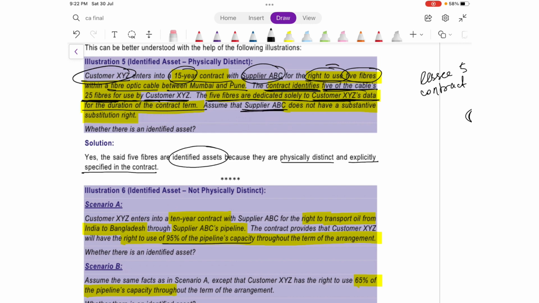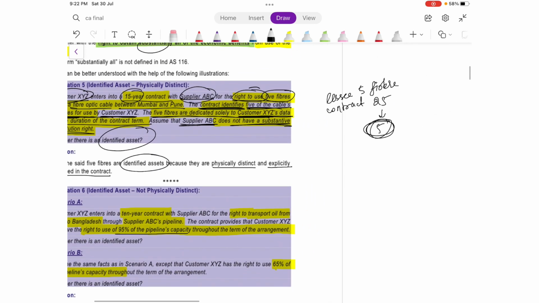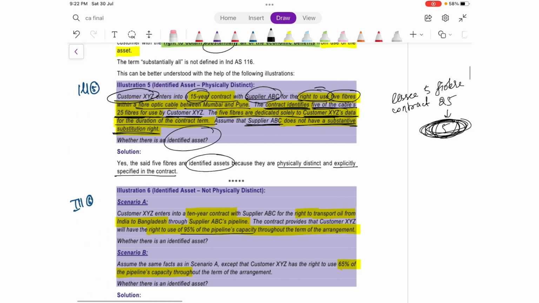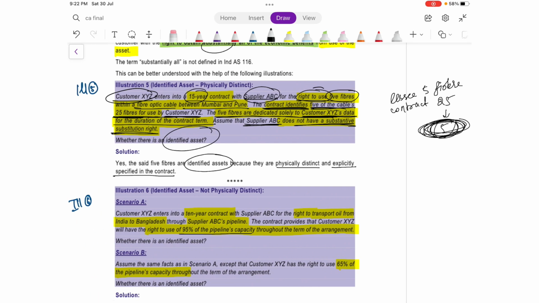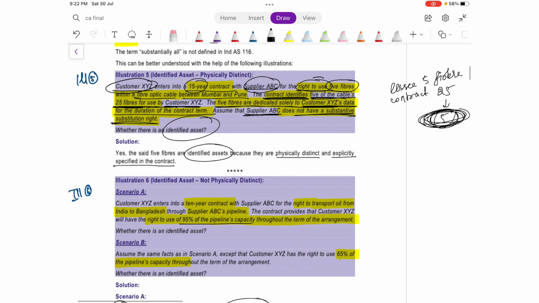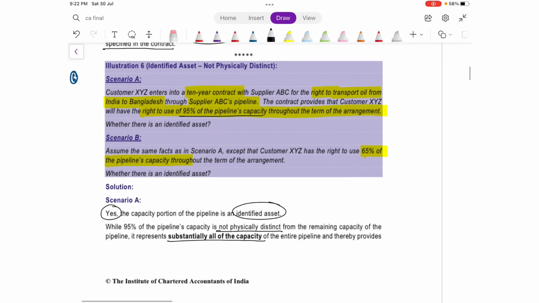Here supplier ABC does not have a substantive substitution right. So whether this is an identified asset, yes, this is an identified asset because this is solely given to customer XYZ. Okay, those 5 fibers are solely given to customer XYZ. So therefore, it is an identified asset here. Illustration number 6.